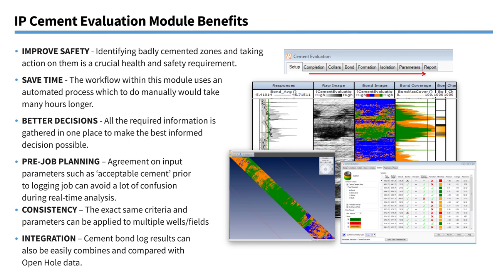Consistency: you can keep those same parameters and apply them to analysis from other wells or sections in the well or field. So you're keeping consistency in your interpretation. And for those that are using IP for other things, because this module is within a wider package, all these results can be combined with other results from open hole analysis, sigma analysis, whatever. It can all be combined together, and you can get some insights by looking at all the results from the various analyses together.